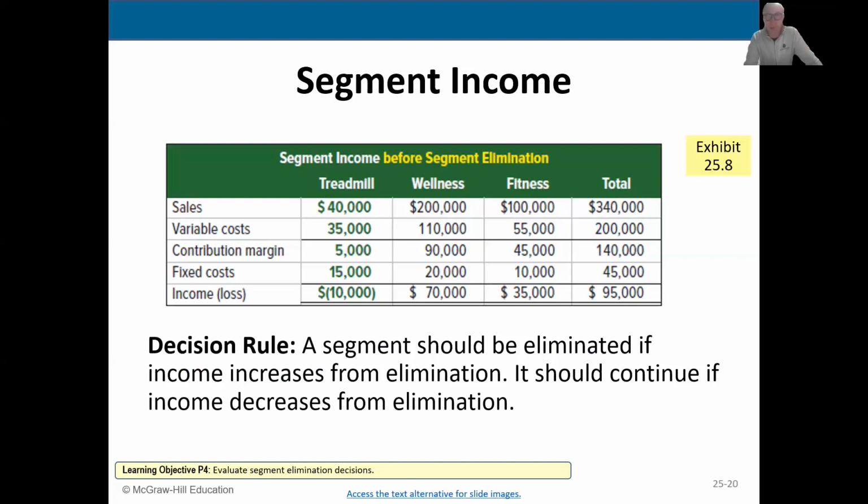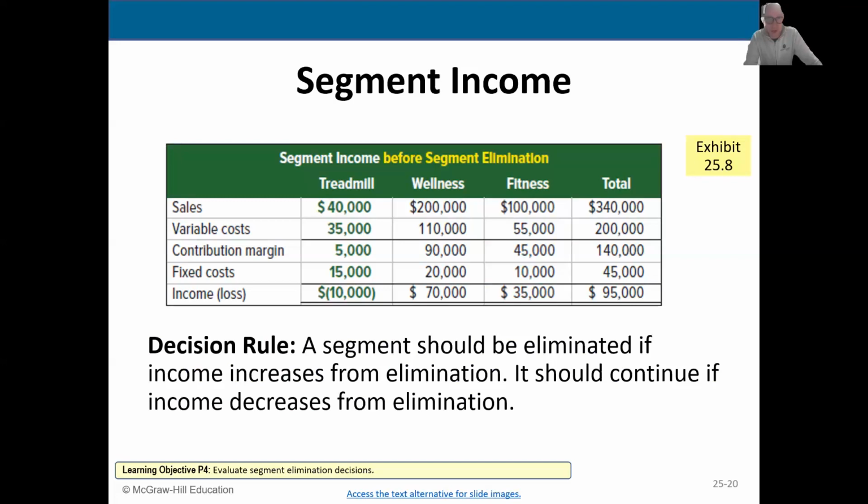So okay, here we have three segments. Peloton: we have treadmills, wellness, and fitness. Let's look at the sales for each category, each segment. Sales for the treadmills 40,000, wellness is 200, fitness is 100, total 340. Variable cost for the treadmills 35, wellness 110, fitness is 55. Contribution margin for the treadmills is 5,000.